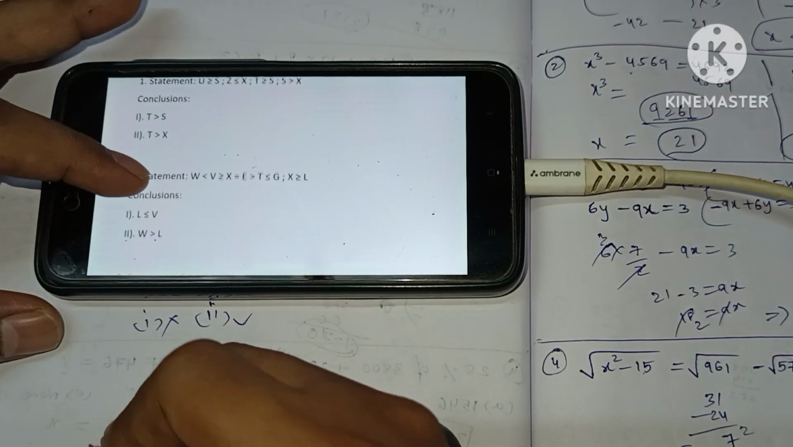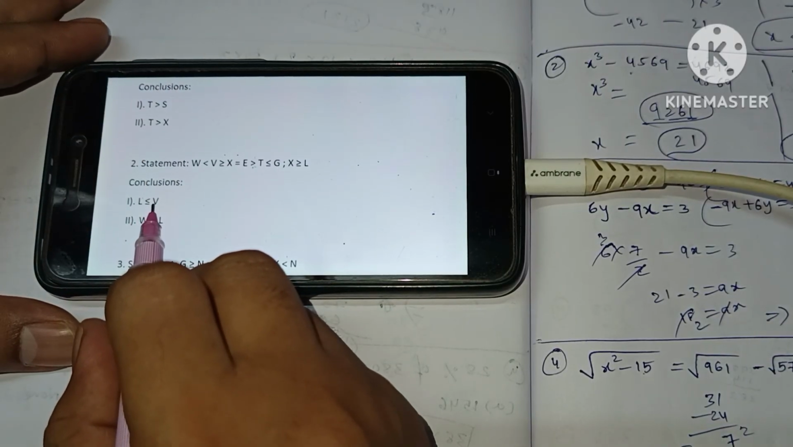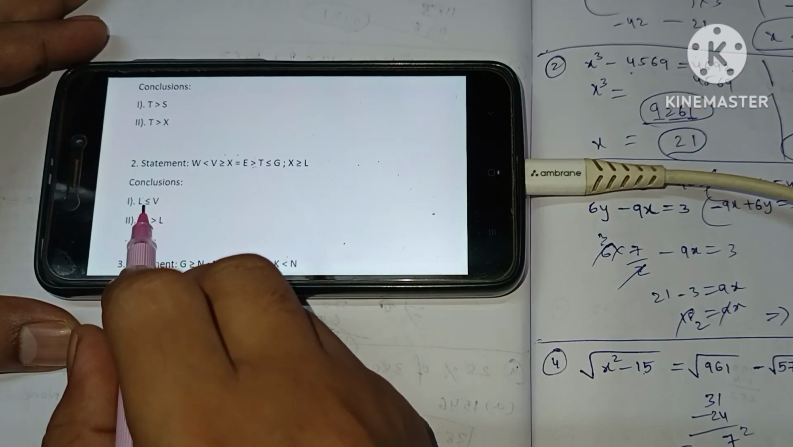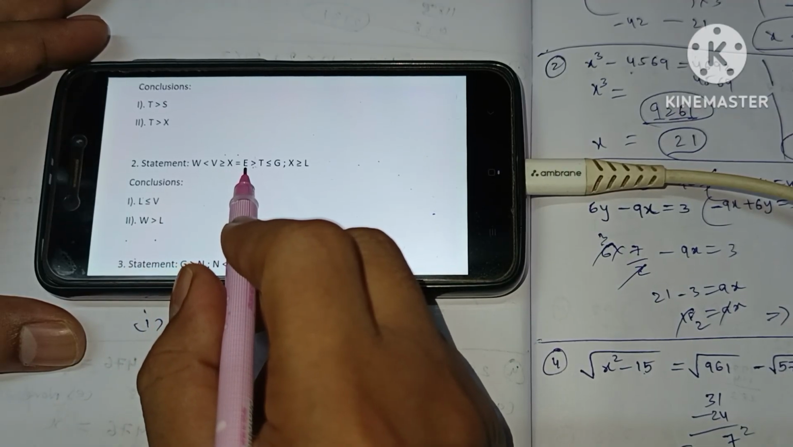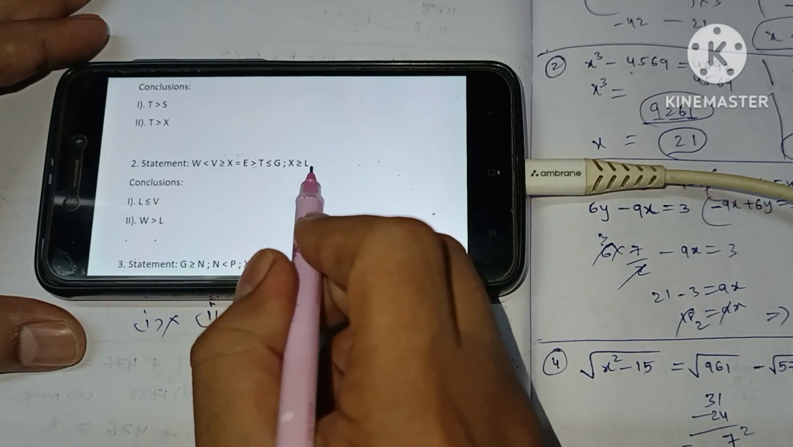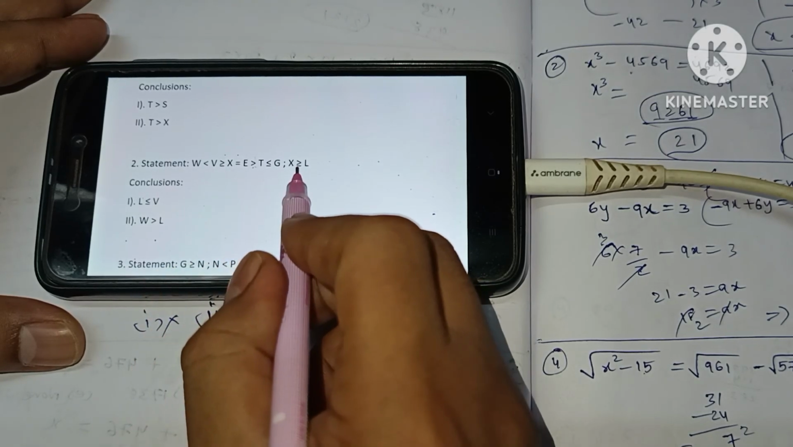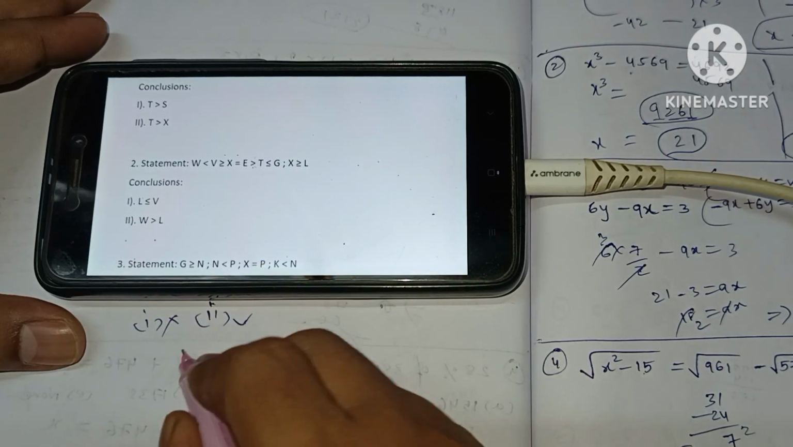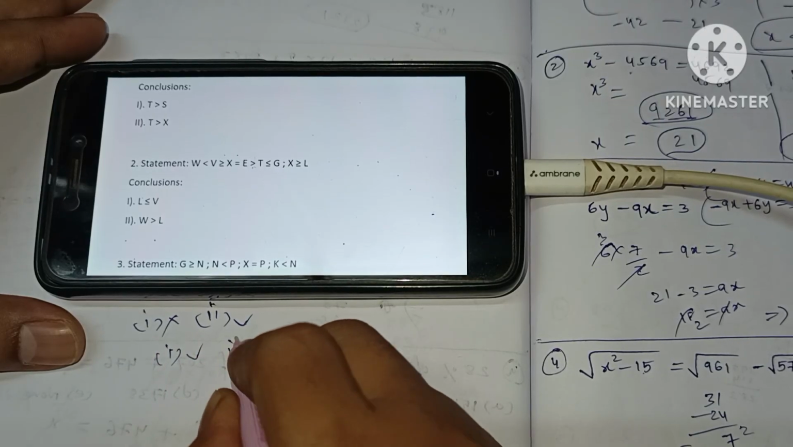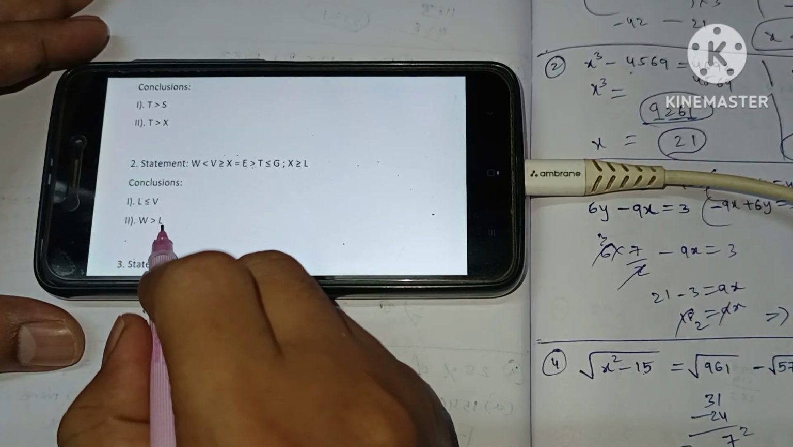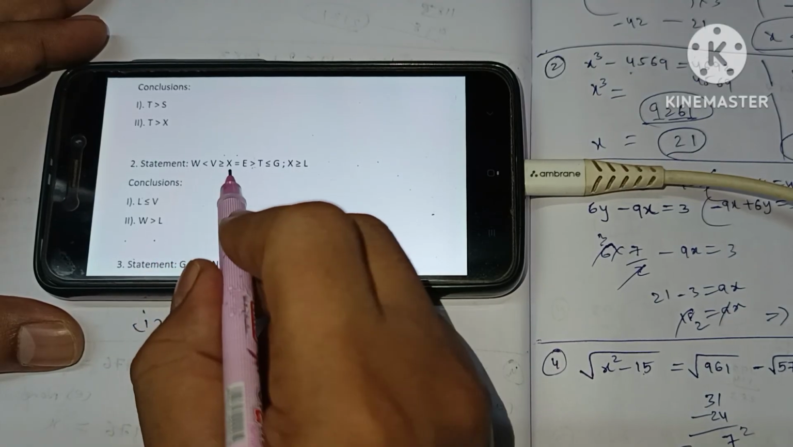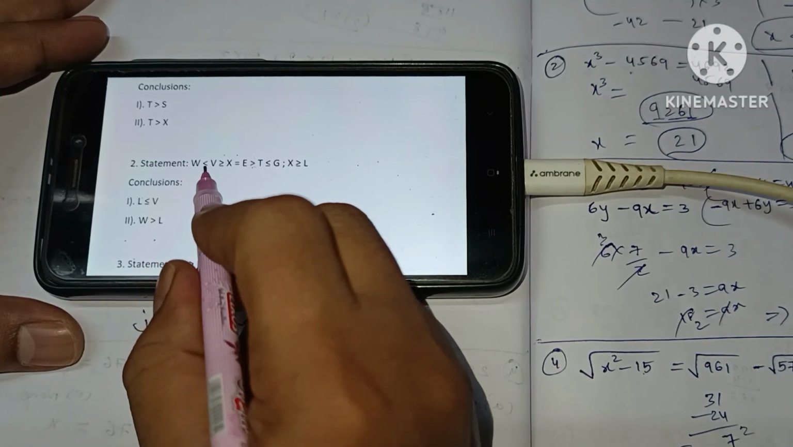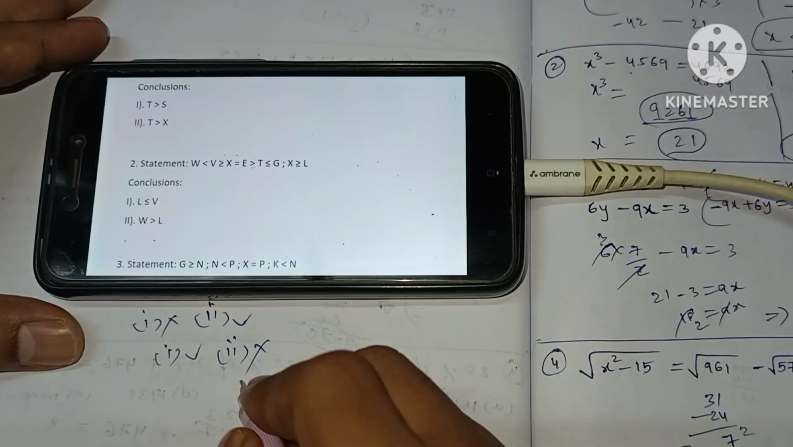Next, second question, the flow from V to L with equal to also. From V we can reach to X. From X we can reach to L. Here is equal to and here is also equal to. So first conclusion will be true. Second conclusion, the flow from W to L. From W we cannot go anywhere because there is no flow from W. So second conclusion will be false.